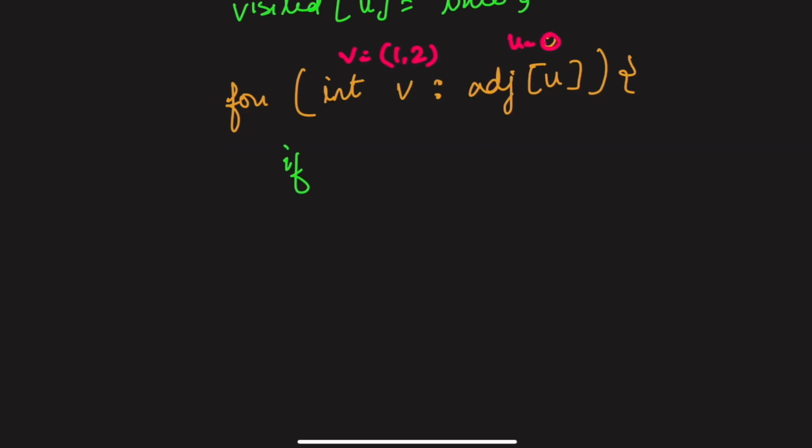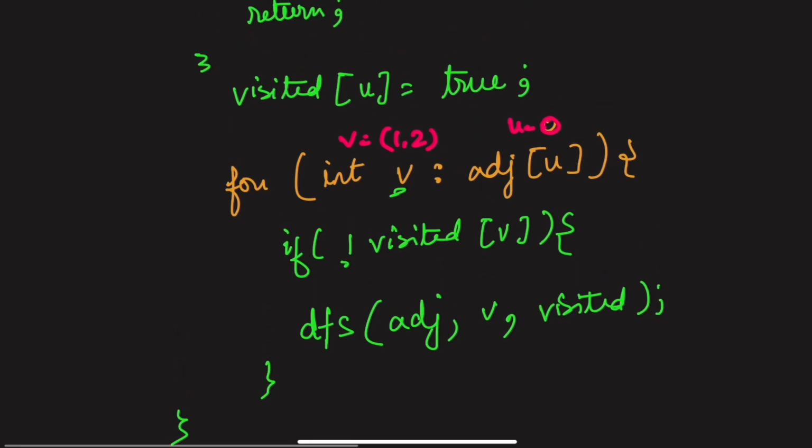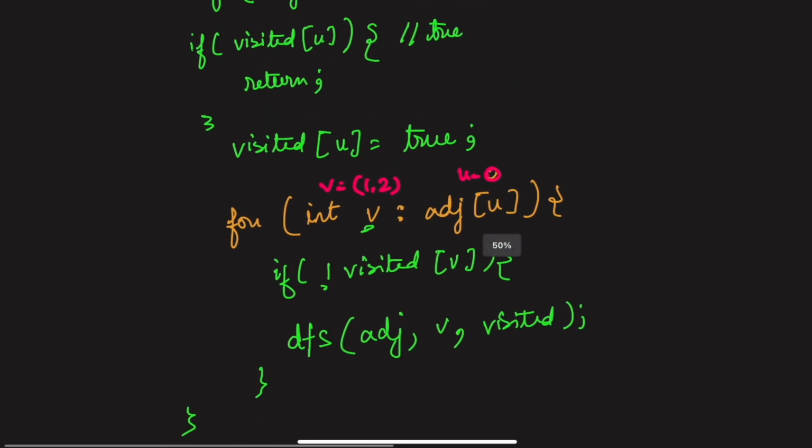If my current node is not visited, only then are we going to perform the DFS on that particular node. So the same thing, we are going to pass adj, my current node is v, and the visited array, right? That's it. Okay, this is DFS.